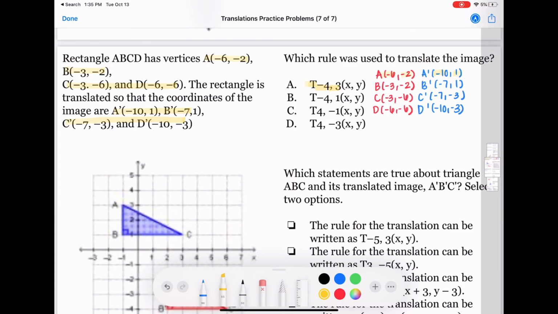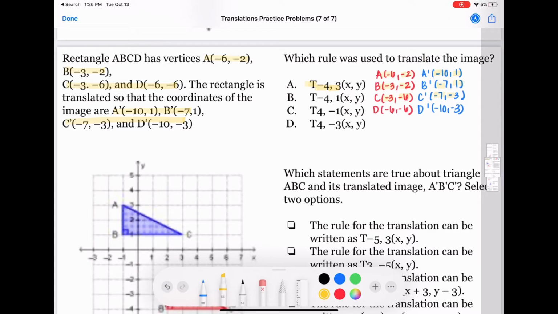Before we can select this answer choice, we want to go ahead and look at each vertex. So, when we take negative 3 and subtract negative 4, we do in fact get negative 7. And when we take negative 2 and add 3, we do in fact get 1. Let's keep checking the vertices just to be sure. When we take negative 3 and subtract negative 4, we do in fact get negative 7. When we take negative 6 and add 3, we do in fact get negative 3.